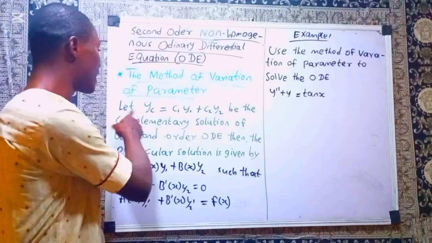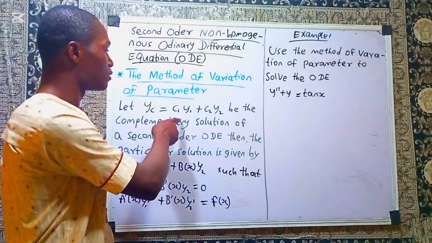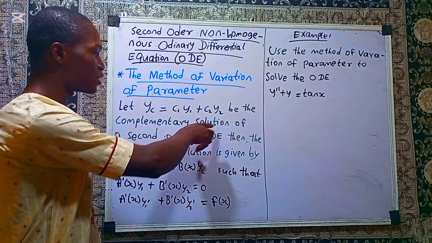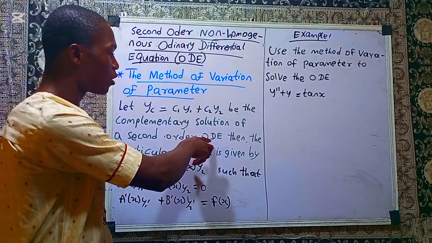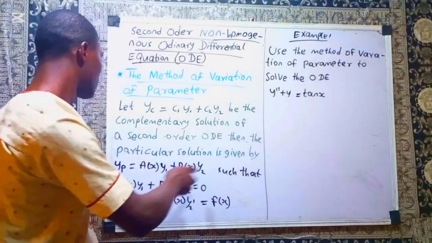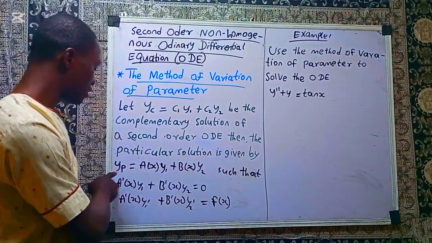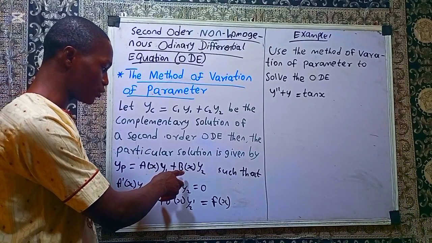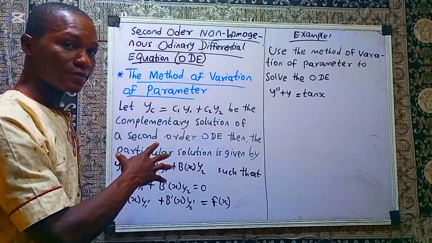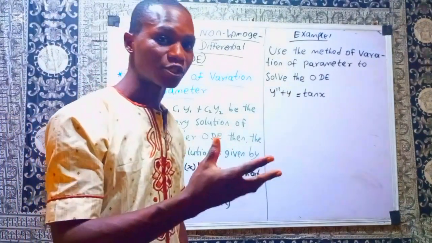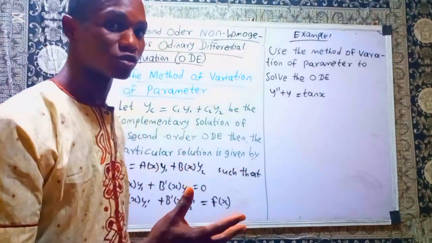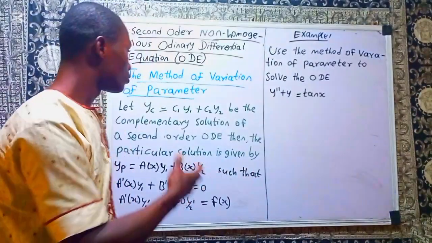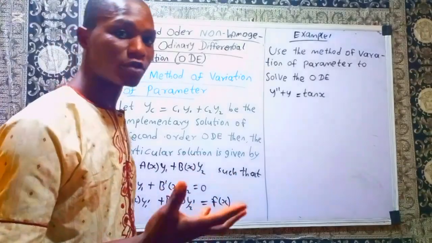So now let y sub c, which equals c1y1 plus c2y2, be the complementary solution of a second order ordinary differential equation. Then the particular solution is given by y sub p equals a of x y1 plus b of x y2, and this a of x and b of x are just arbitrary functions. So in this method of variation of parameter, you get the particular solution from the complementary solution.